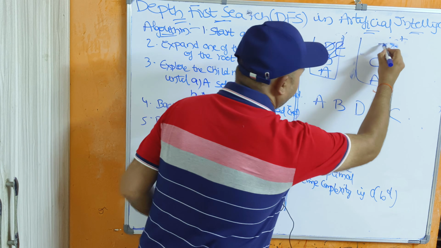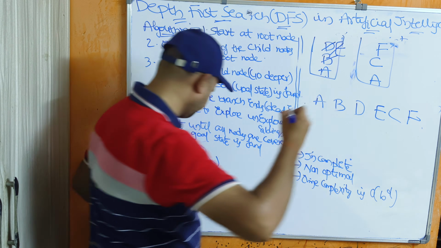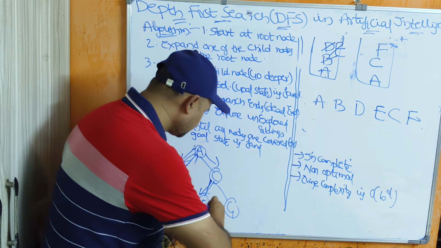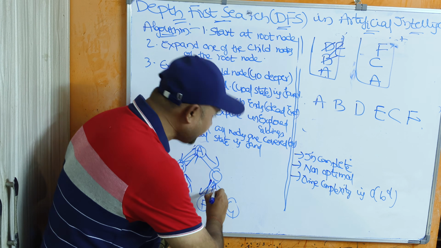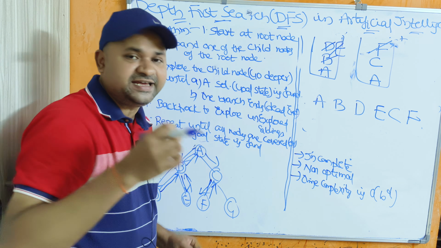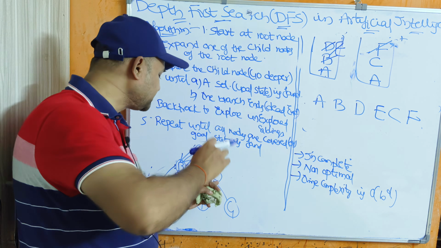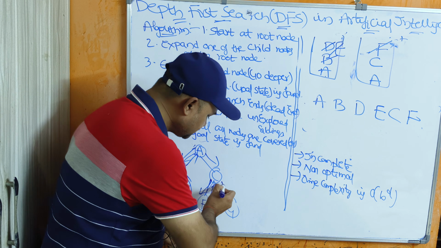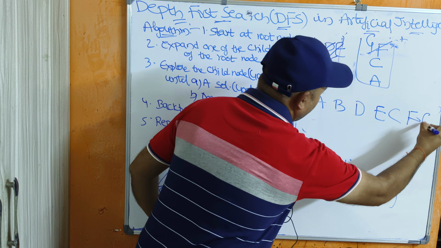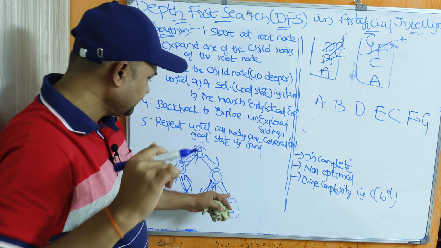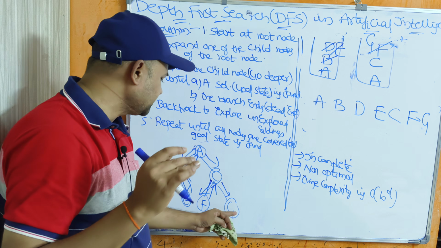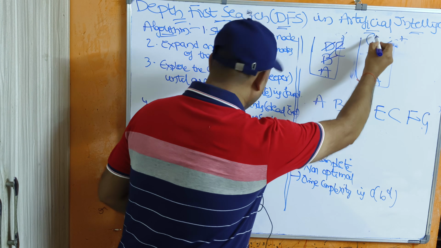So now push F. So that means display F. Next, there are no unvisited adjacent vertices of F. So we have to do the backtracking. Backtracking means we have to remove this node. Next, are there any unvisited adjacent vertices of C? Yes, we have G. So explore this G. So now G is the output. Next, there are no unvisited adjacent vertices of G. So do the backtracking. So this node will be deleted.